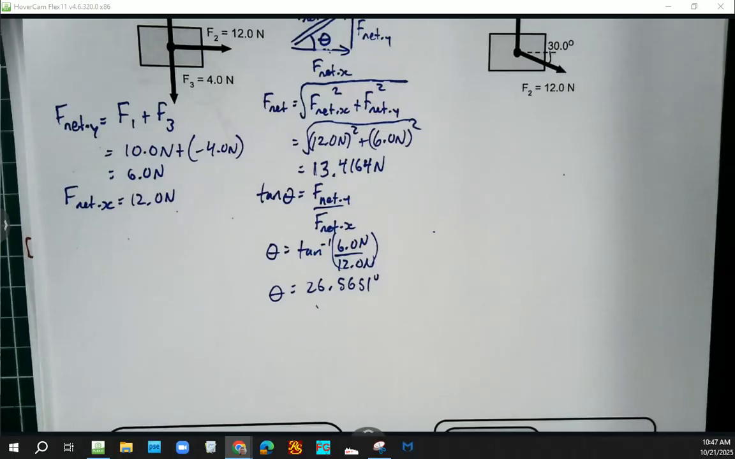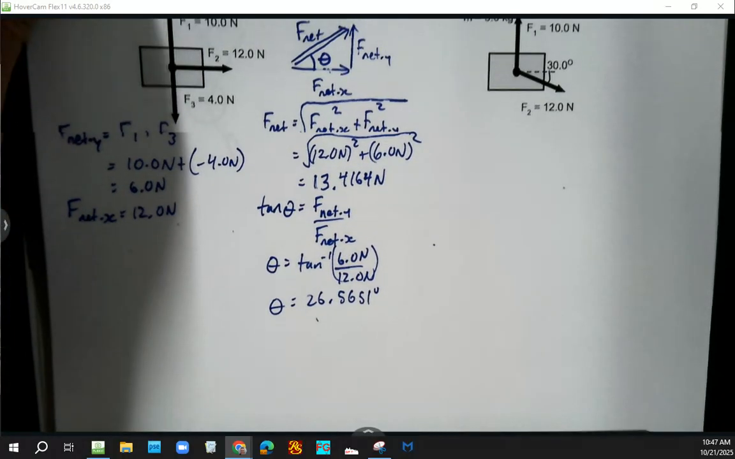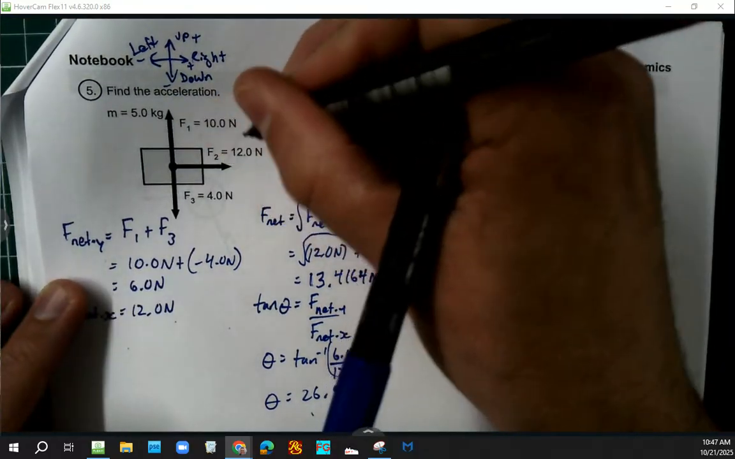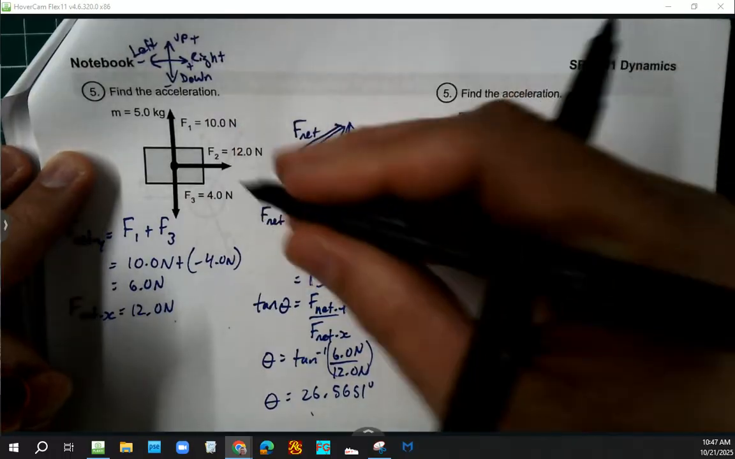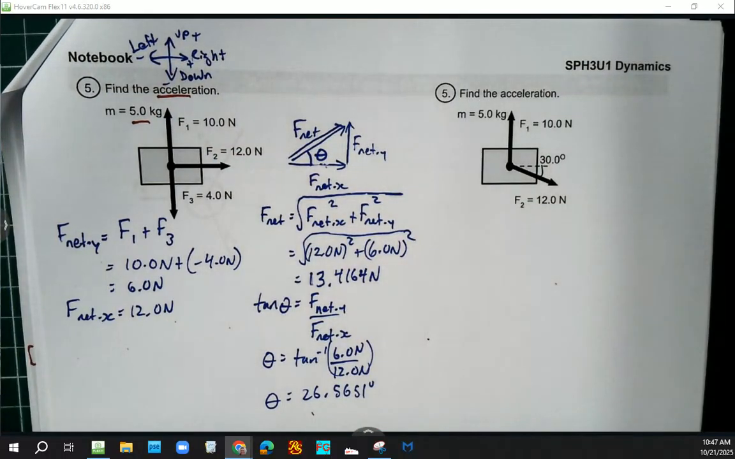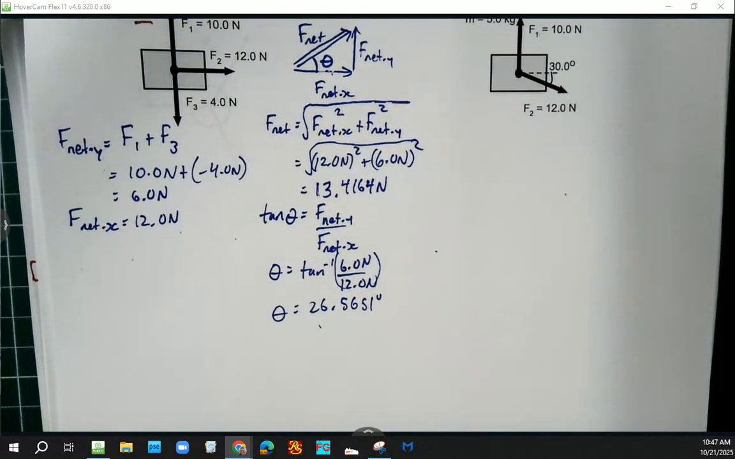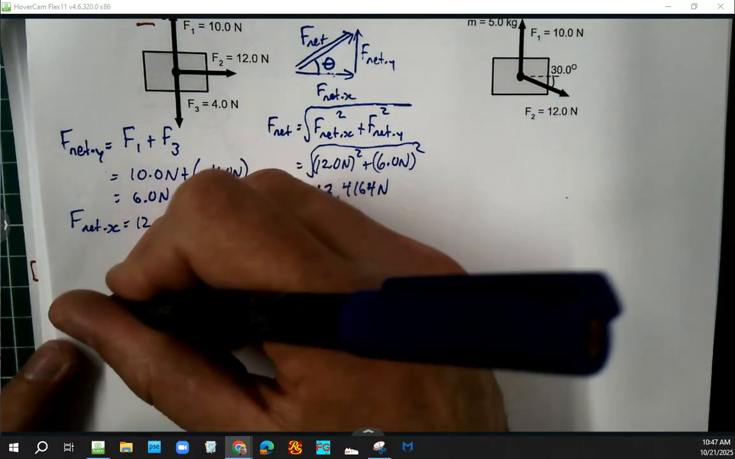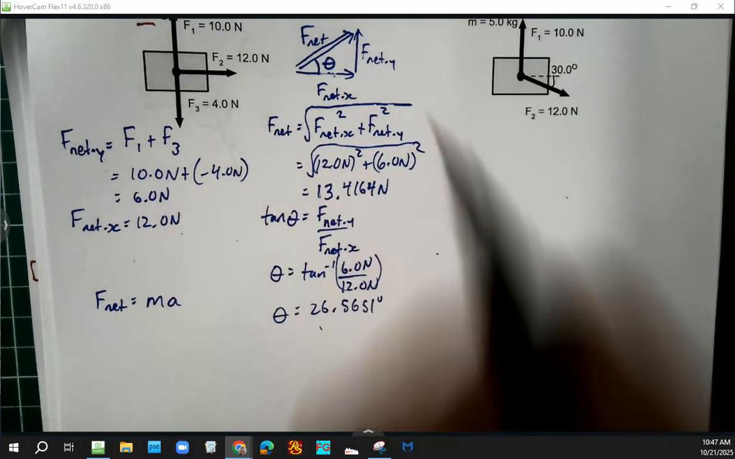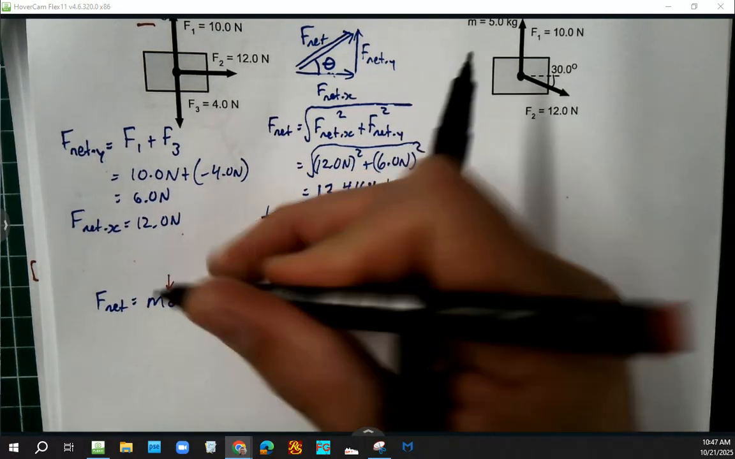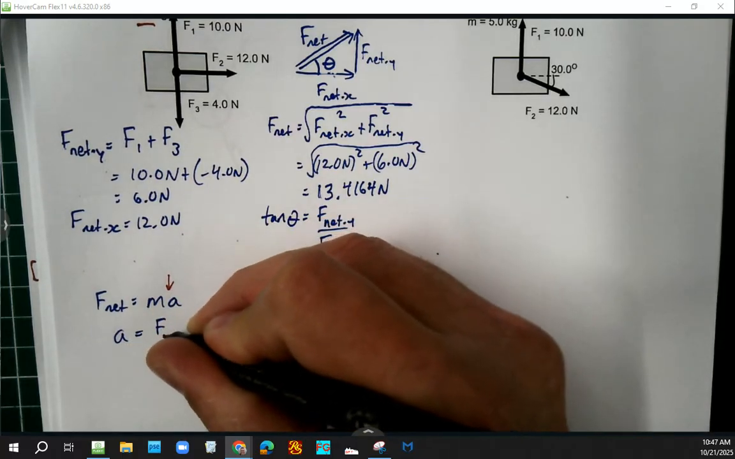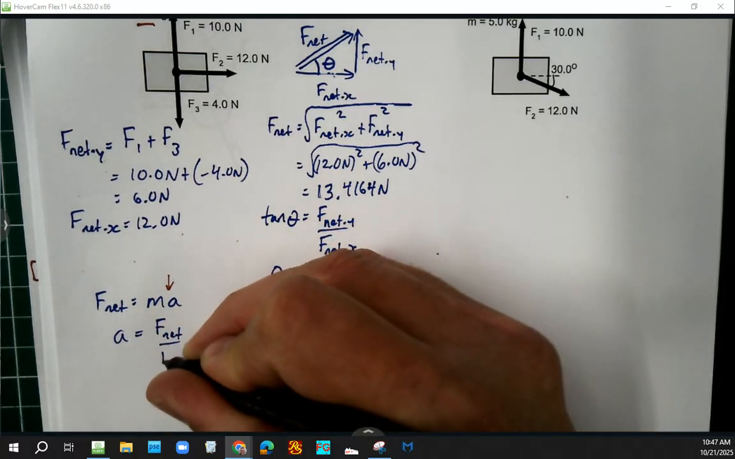But what were we trying to find again? Easy to forget. We were trying to find the acceleration. We got the F net, we've got the mass. We're trying to find acceleration. I think that draws us all the way back to Newton's second law. Newton's second law says that F net equals mass times acceleration. We're trying to find the acceleration, so we get acceleration all by itself. Acceleration equals F net over mass.